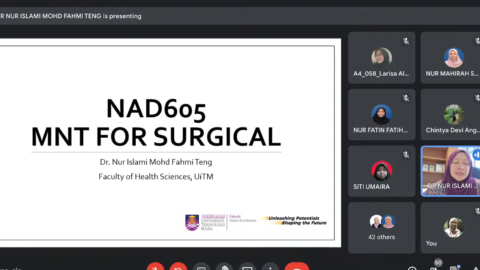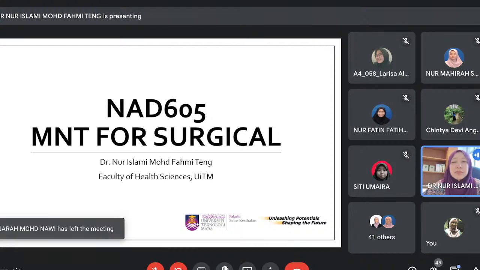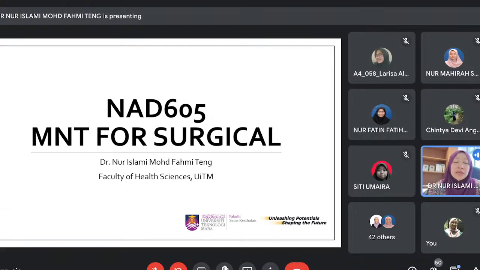So for today is just about overview about the surgical ya, about the metabolic process behind the surgical kan. And then kita just go a little bit about the eras ya, about the protocol of surgical lah, MNT for surgical. So there's nothing really specific on today's lecture ya. Okay, sekejap let me converse.